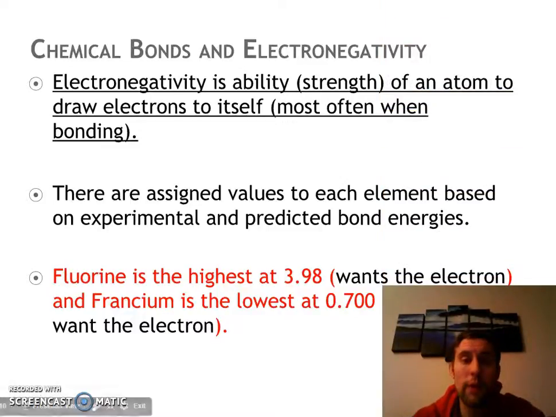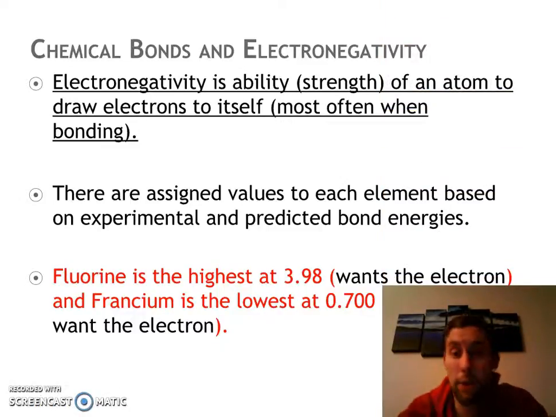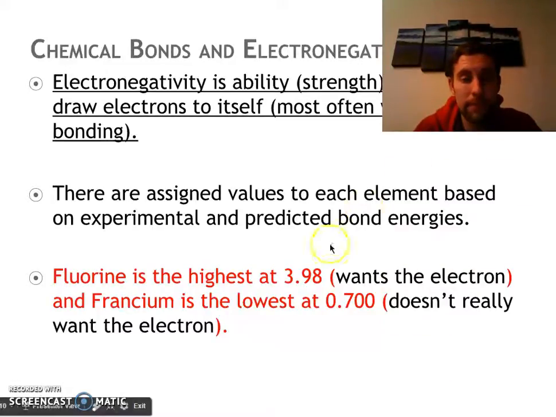Alright, quick review on chemical bonds and electronegativity, why this is important. So electronegativity is the ability or the strength of an atom to draw electrons to itself. Now this usually occurs when it's happening in bonding. They're technically assigned values to each element based on experimental and predicted bond energies. In the past, we just said if it's the general trend, if it's going to increase or decrease comparing 2 atoms. Now we're going to actually look at the actual values of how strong an atom's electronegativity is to compare and see what type of bond it actually is. Mostly we're looking at polar covalent, but technically all of them.